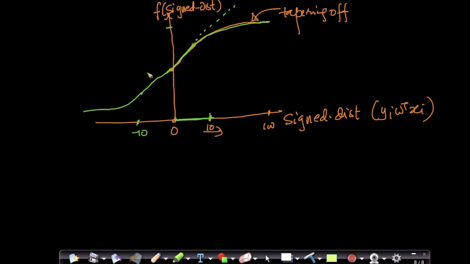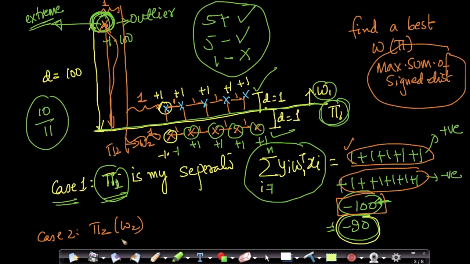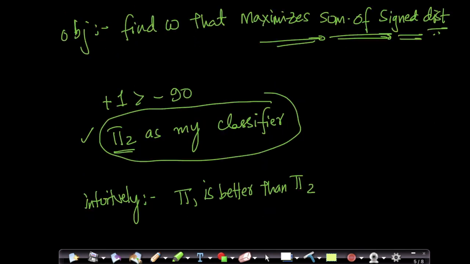So now when you taper it off, what happens? Let's look at it again geometrically. Probably it's better to draw a completely new diagram so that we don't get confused. Assume that this is my hyperplane. Okay, let me draw it properly. Let's assume this is my hyperplane pi with a normal W.